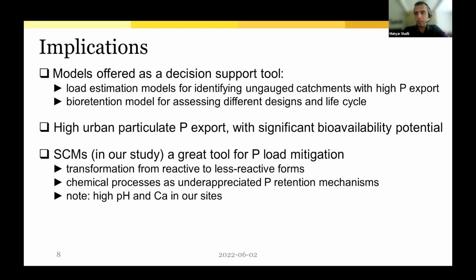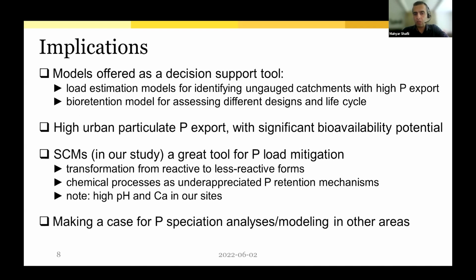And these are the insights or information that can be provided to us by phosphorus speciation analysis and modeling. I have to note that the chemical process, formation of calcium phosphate phases, needs high pH and calcium. So we have those conditions available in the site, but maybe they're not as high in other sites. So that's something that we have to take into account. Overall, we try to make a case for phosphorus speciation as a method to give us better insight into cycling of phosphorus within urban landscapes.